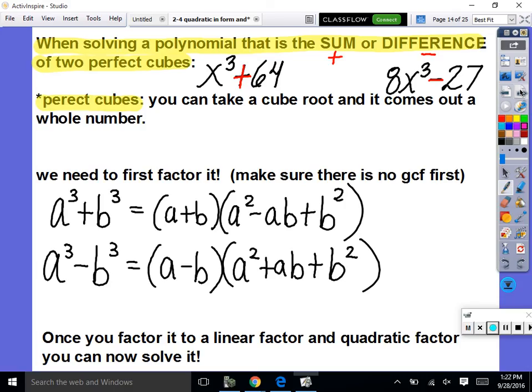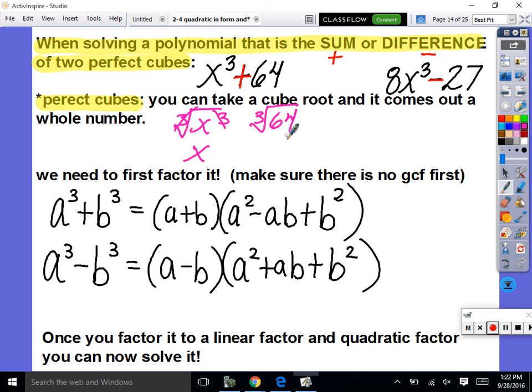Everybody understand something. We're solving a polynomial that is the sum, meaning addition, or difference, meaning subtraction, of 2 perfect cubes. Now I have to give you some vocab. A perfect cube means you can take the cube root and it comes out a whole number. Did everybody hear that? Yep. So let's take the cube root of x cubed. Doesn't the root cancel out the power? Didn't that come out whole? Yes. What's the cube root of 64?